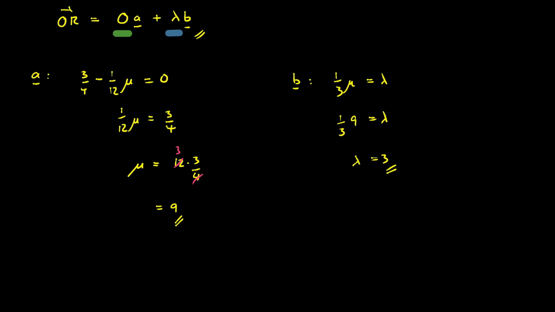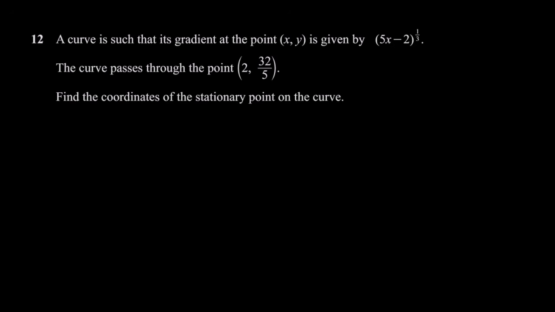Okay. All right, the last question on this paper. A curve is such that its gradient at the point x, y is given by this, and the curve passes through this point. Find the coordinates of the stationary point of the curve. Well, hang on, wait a second. If its gradient is given by this, then dy/dx, or y prime, is equal to that, because dy/dx tells you the gradient of the tangent.